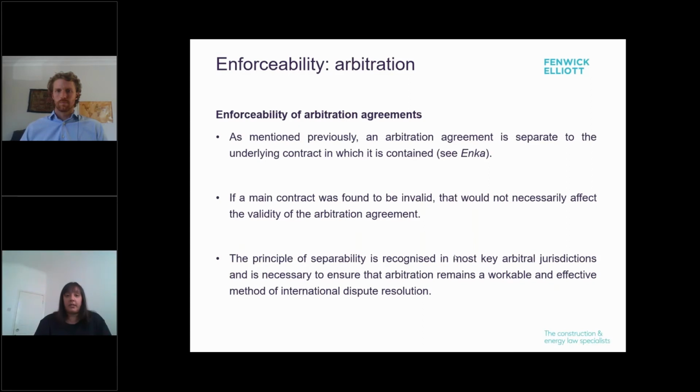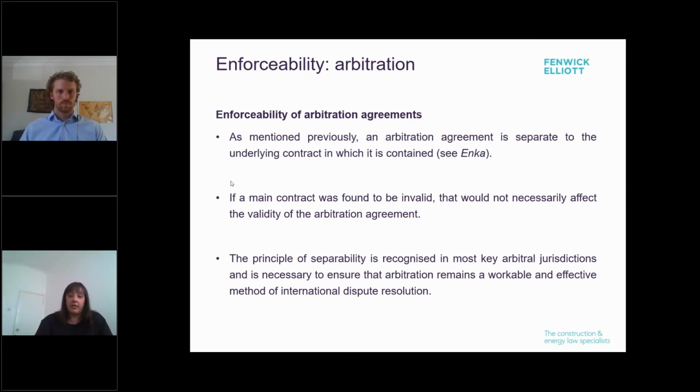There are 2 aspects to this. Firstly, enforceability of the arbitration agreement itself. As mentioned previously, an arbitration agreement is separate to the underlying contract in which it is contained. If a main contract was terminated or found to be invalid, that would not necessarily affect the validity of the arbitration agreement. The principle of separability is recognized in most key arbitral jurisdictions and is necessary to ensure that arbitration remains a workable and effective method of international dispute resolution.